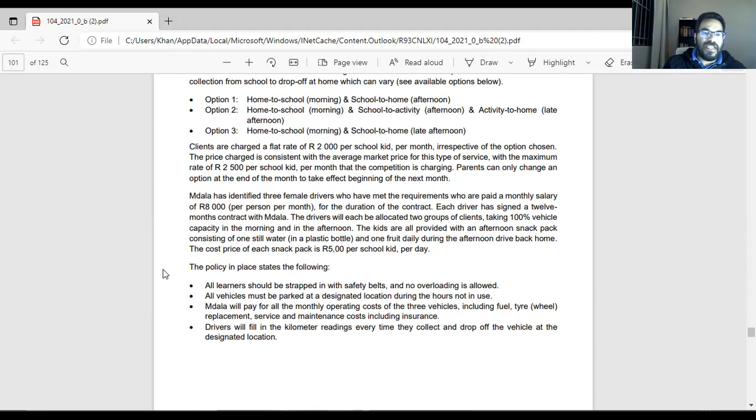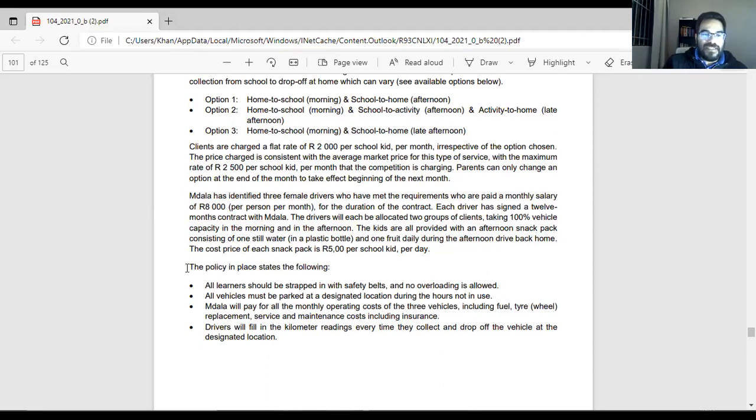They say the policy, and now remember this, the cost of each snack is 5 Rand per kid per day. There are 66 children, and there are 20 school days in the month. So remember, you're not going to say 5 Rand times 30 days. You're going to say 5 Rand times 20 days to get a monthly amount.